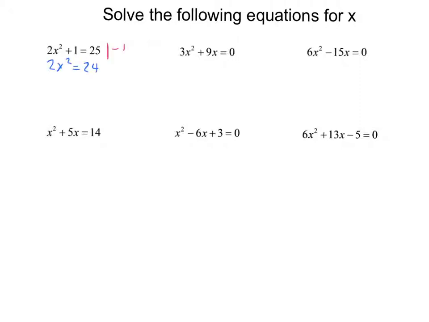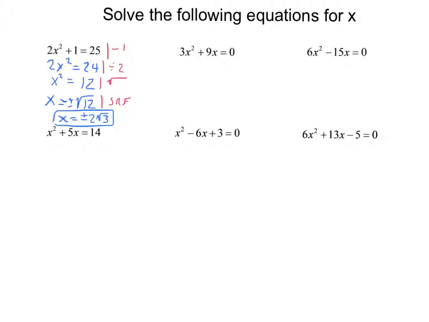Subtract the 1. Divide by 2. Square root both sides. Remember that it's going to be both the positive and the negative, and root 12 we can clean up, so get it in simplest radical form. Remember, you have to have both of them, both positive and negative, 2 square roots of 3.